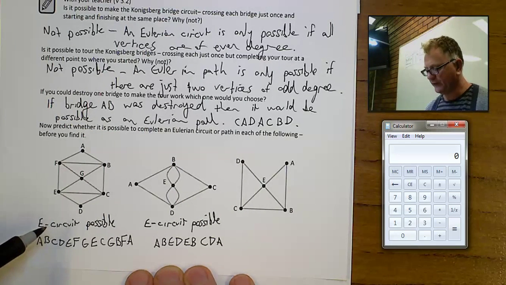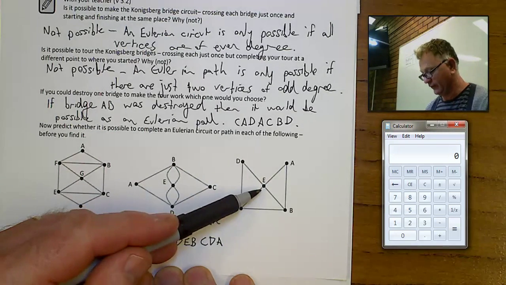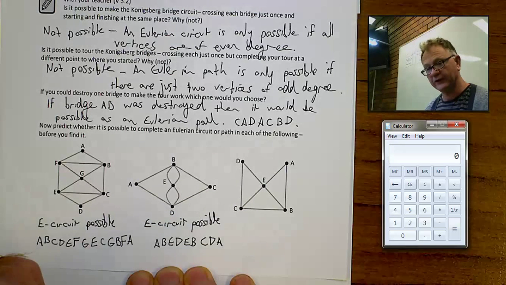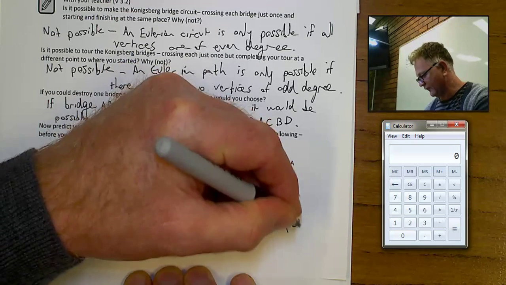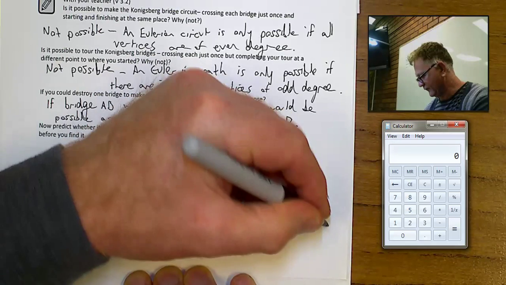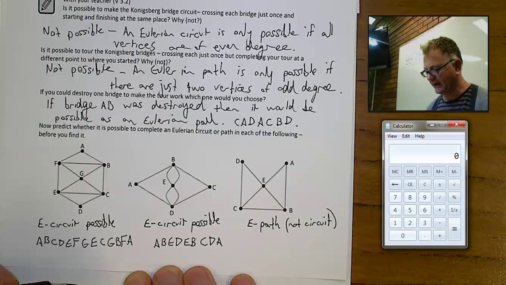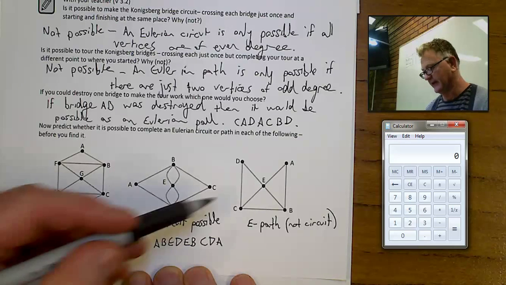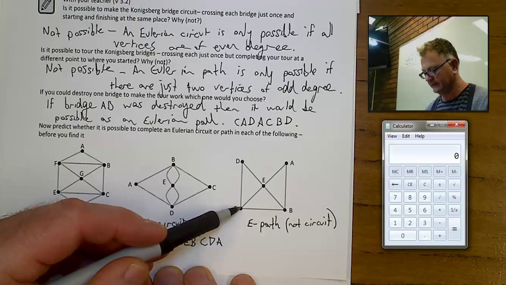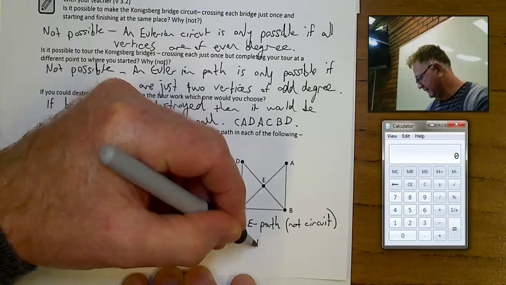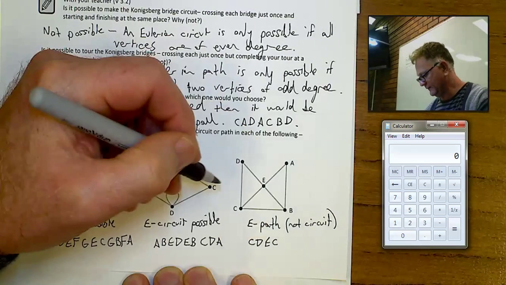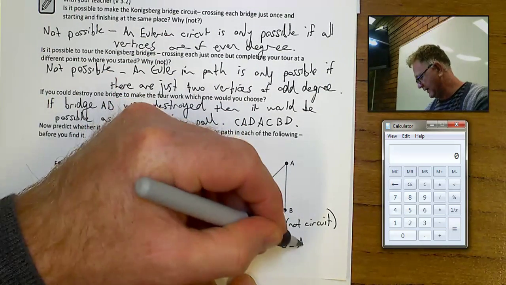But this last one, what's the degree of each vertex? 2, 2, 4, all even, but this one and this one are of odd degree. That means that you can't do an Eulerian circuit, but it would be possible to do an Eulerian path. In which case it should start at one of the odd vertexes and finish at the other. So starting at C we should be able to do it. C, D, E, C, B, E, A, B would be okay.